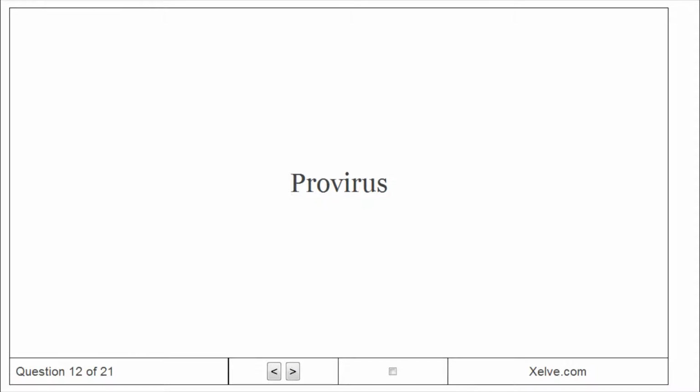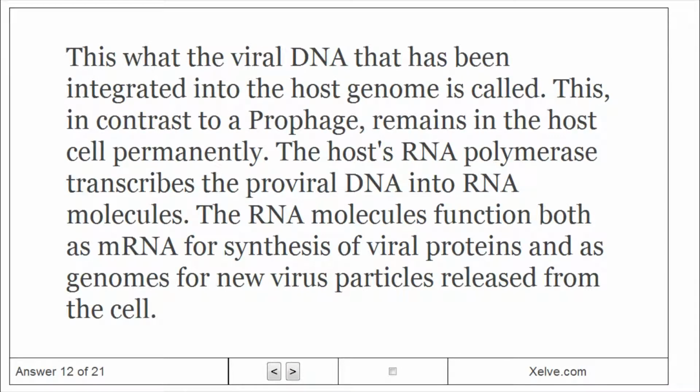Provirus. This is what the viral DNA that has been integrated into the host genome is called. In contrast to a prophage, it remains in the host cell permanently. The host's RNA polymerase transcribes the proviral DNA into RNA molecules. The RNA molecules function both as mRNA for synthesis of viral proteins and as genomes for new virus particles released from the cell.